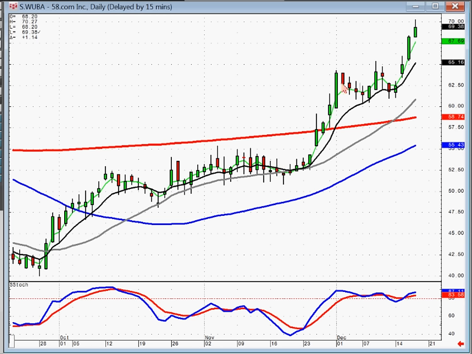WABA, there's that J-hook pattern. And how did the J-hook pattern start? With that bullish harami gap up. Bison.